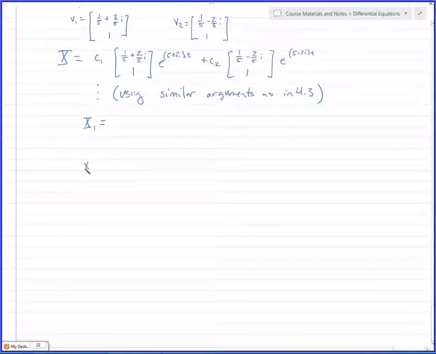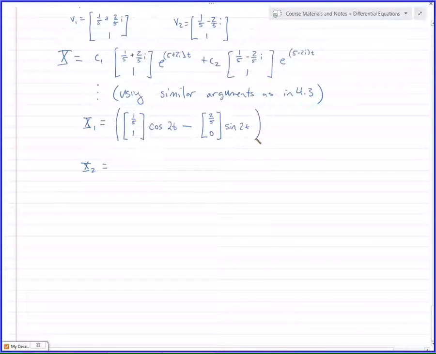That I can rewrite this in terms of two solutions. X1 is, and let me write it down and see if you can see where the pieces are coming from. 1/5 1 cosine of 2t minus a 2/5 and a 0. That's not to the 2t. I was like, what is that? That's a good question. It's funny. Of 2t, sine of 2t, all times e to the 5t.